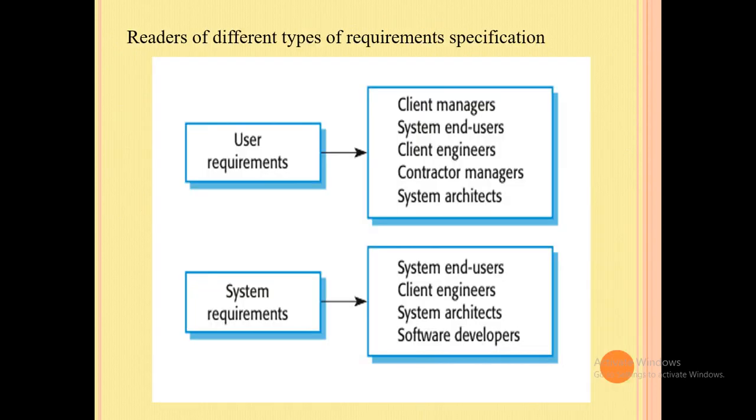Now readers of different types of requirement specifications. First, user requirements are read by client managers, system end users who are using the system, client engineers, contractor managers and system architects. So they are the people who are going to read the user requirements. Who reads the system requirements? System end users, client engineers, system architects and software developers. Software developers understand the system requirements and then they work on the systems.